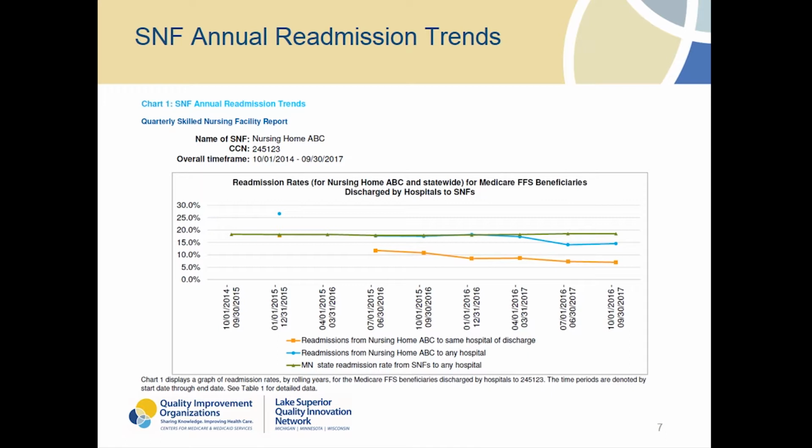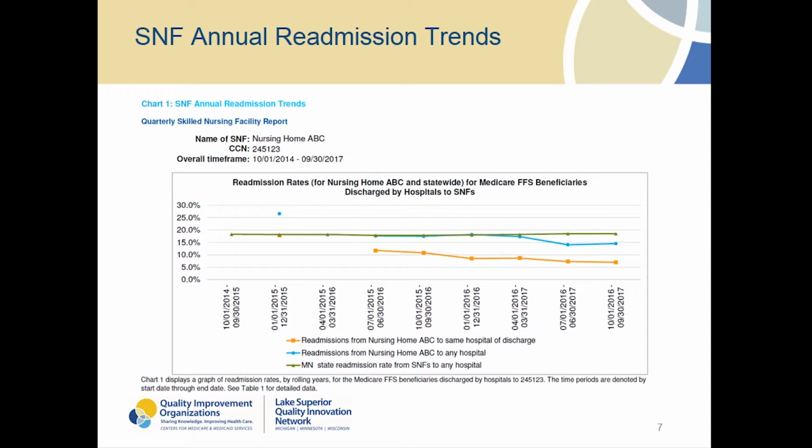This is the next page of the report. Chart 1 shows the readmissions from your SNF to the hospital compared to state readmission rates. The orange line is readmissions for patients who came from a hospital to your skilled nursing facility and were readmitted back to the same hospital.